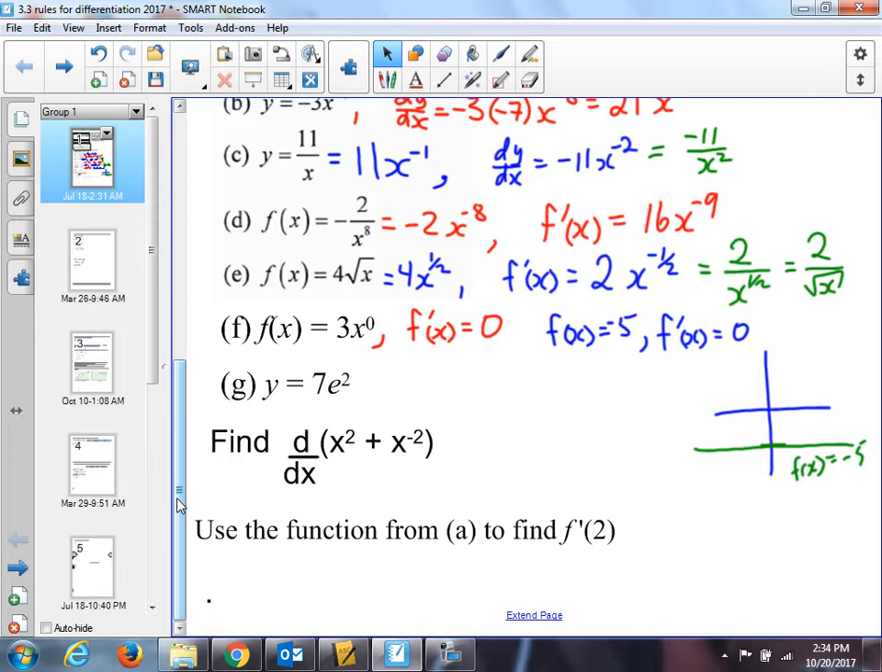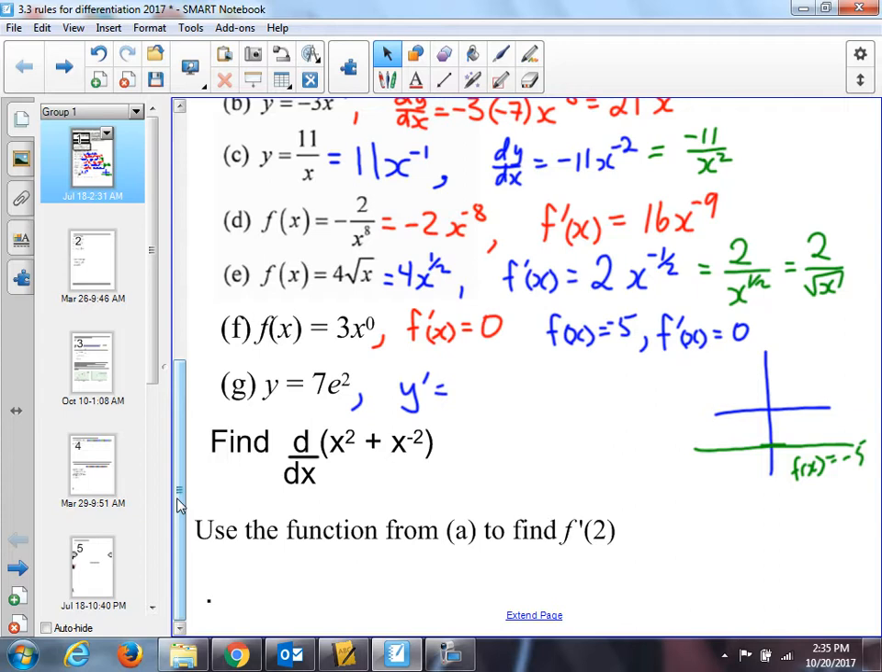Let's use a different notation this time. I'm going to say dy by dx. You could also say y prime. It's not as common, but if you see it, it means the derivative. I like dy by dx better. You can see that more. What's the derivative there?